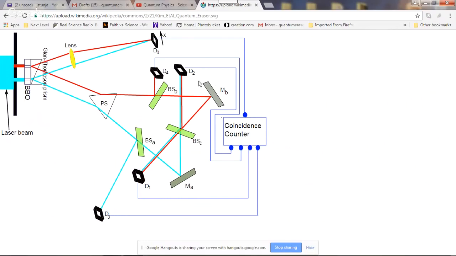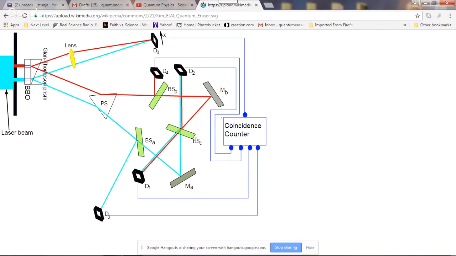Conversely, let's take a look at D1 and D2. Let's go through one. So off the red path, it fires out, it transmits through BSB, reflects off MB, hits BSC, and hits D2. Right? So we don't know the path information because a photon fired out of slit B can do the same thing. It could come down here, transmit through BSA, hit MA, transmit through BSC, and hit D2. So what they're saying here is this path information to D1 and D2 is erased, or better said, it's obfuscated by the experimental setup.